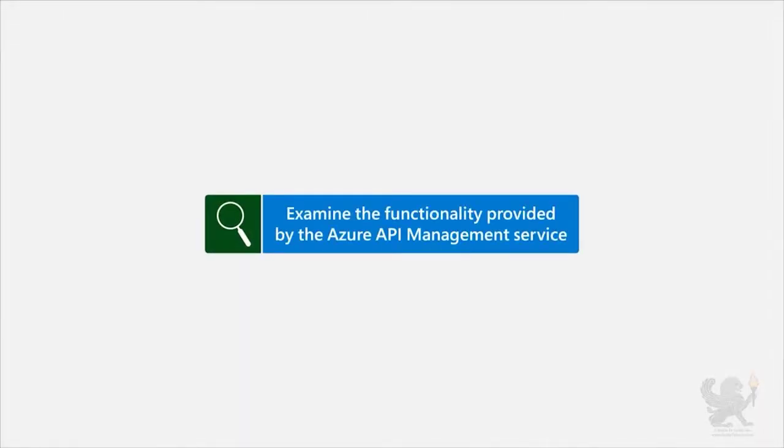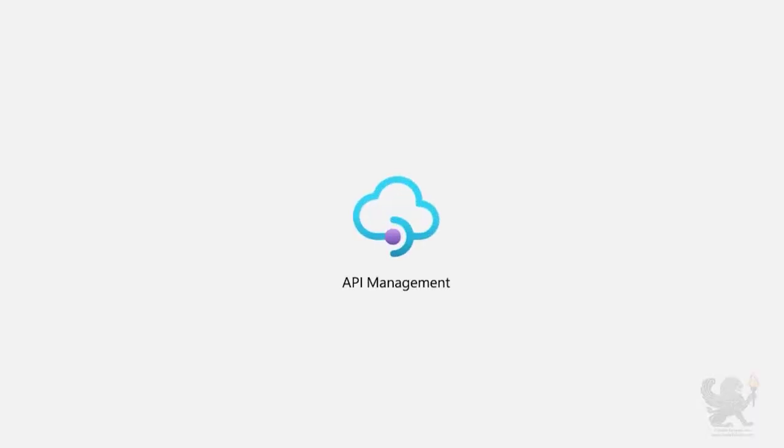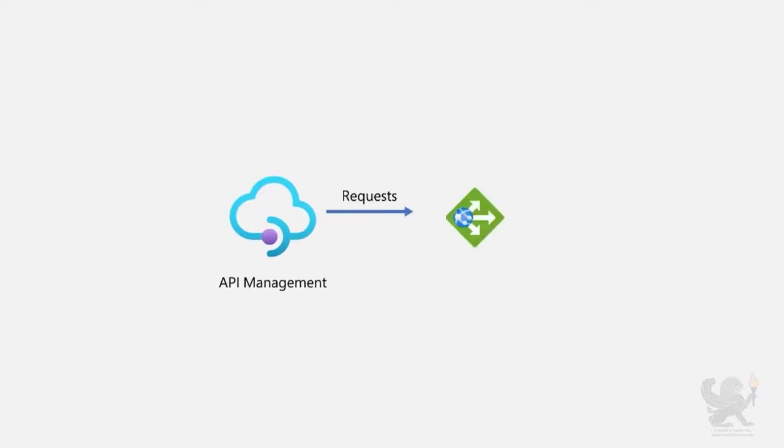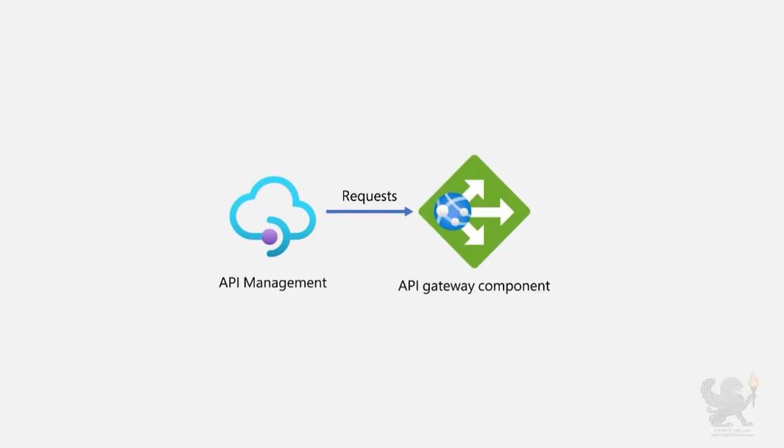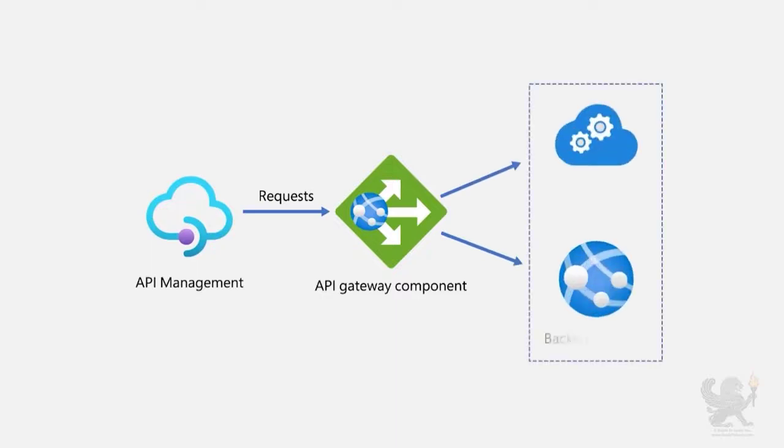To conclude our overview, let's examine the functionality provided by the Azure API Management Service. Contoso should consider implementing API management as part of their transition to the cloud-based operational model. Azure API Management includes an API Gateway component, which serves as an entry point for all incoming requests and forwards them to respective backend services.